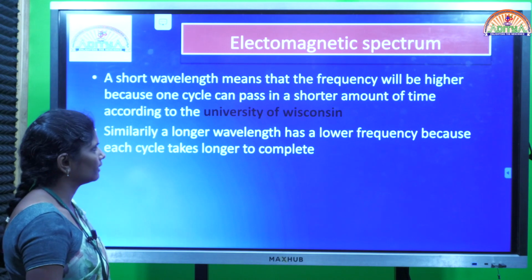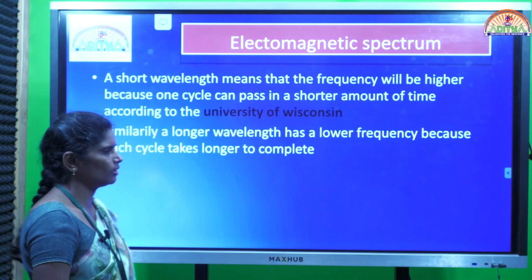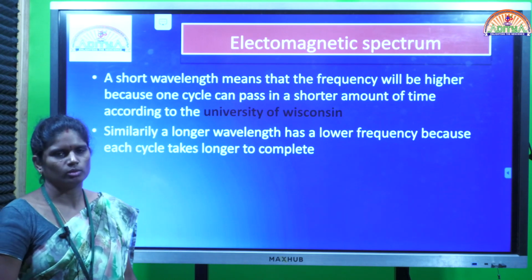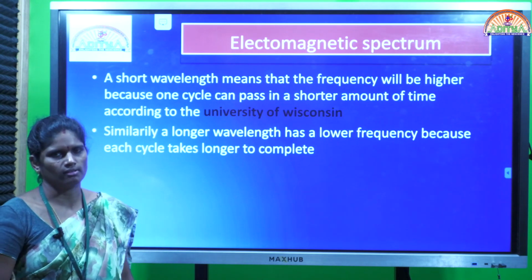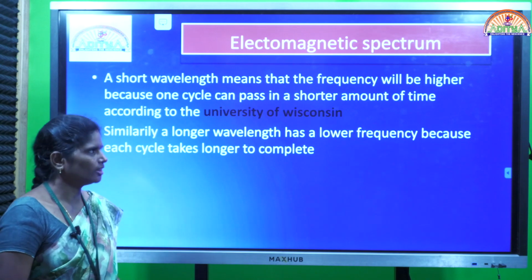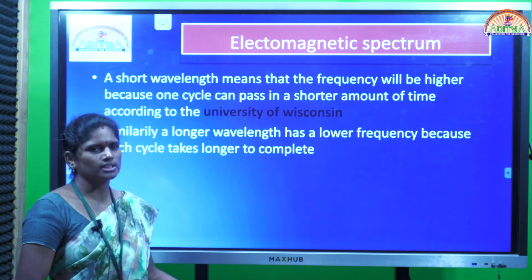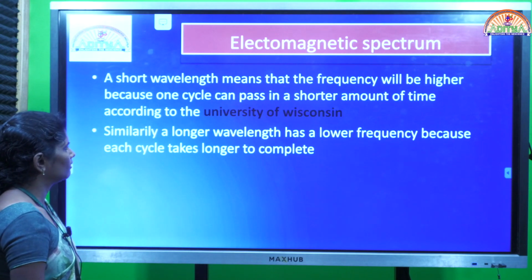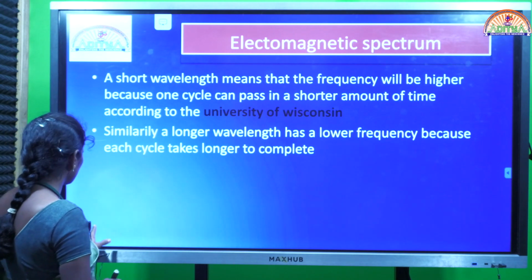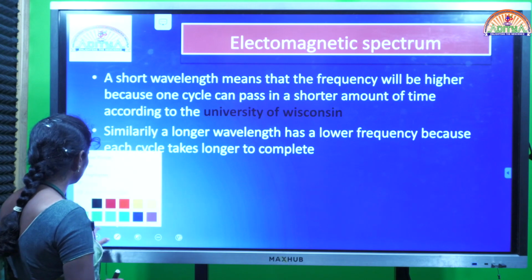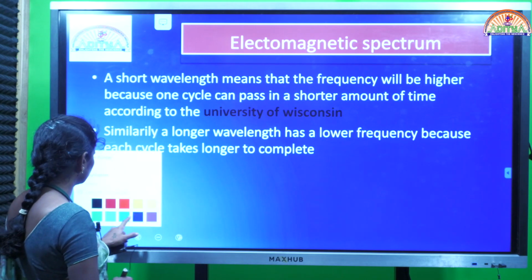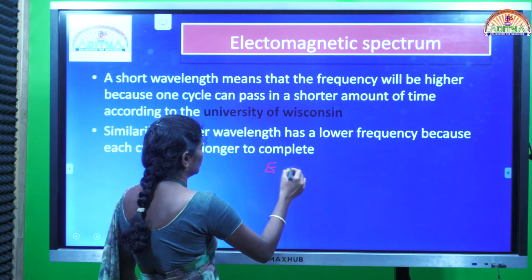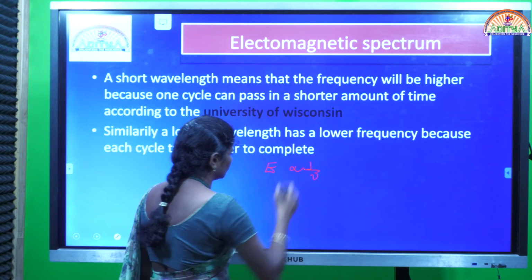So the radiation with longer wavelength will have a lower frequency when compared to the radiation having shorter wavelength. So the wavelength of radiation and the frequency are inversely related to each other. So as you can see here, short wavelength radiation, and here the energy of the radiation is always proportional to the frequency.